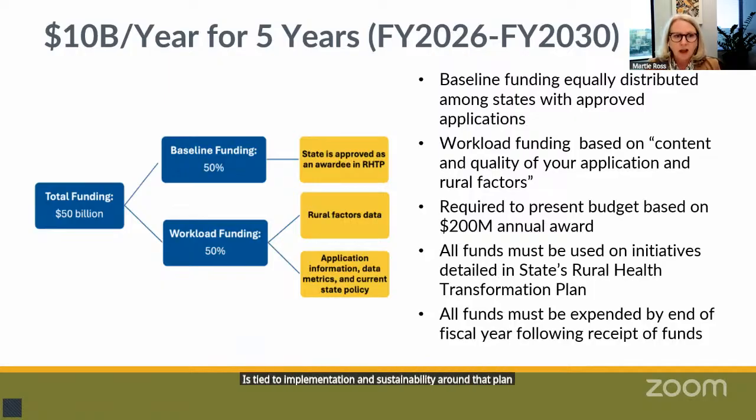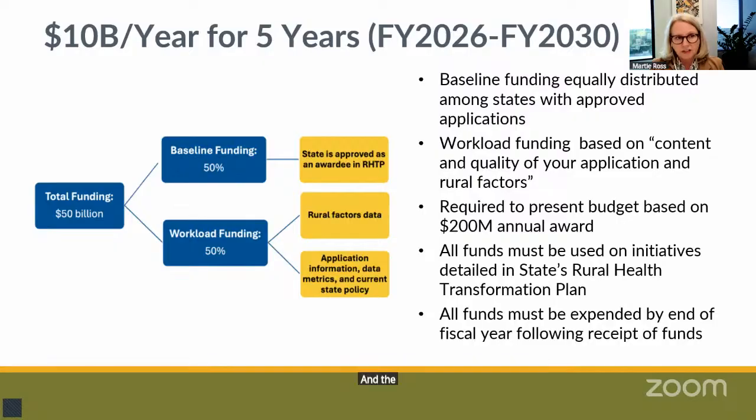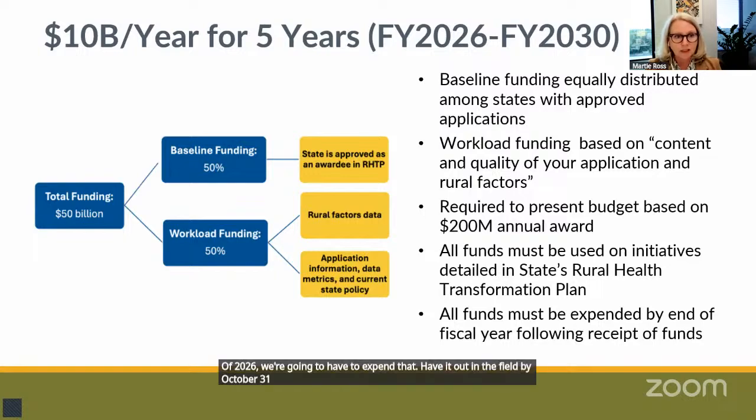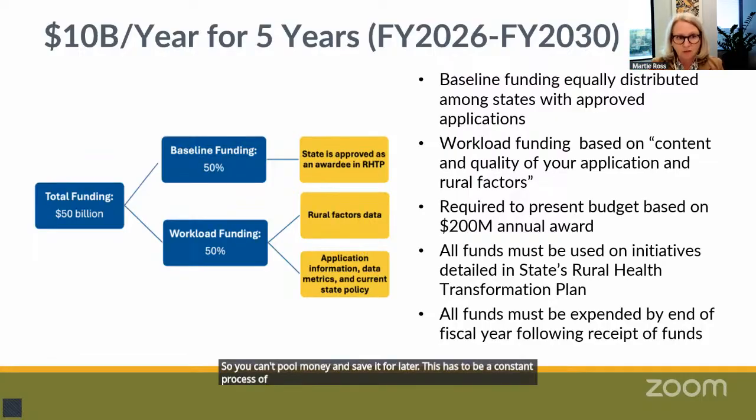The other wrinkle that we have to deal with is the fact that the funds are received annually, and the state has until the end of the following federal fiscal year to expend those funds. So whatever is received in January of 2026, we're going to have to expend that, have it out in the field by October 31st of 2027. So you can't pool money and save it for later. This has to be a constant process of spending money to drive transformation. Next slide, please.